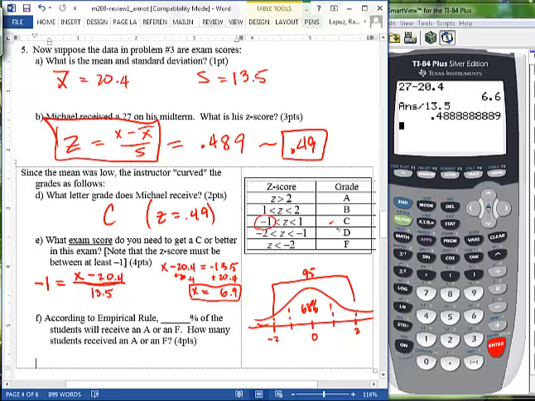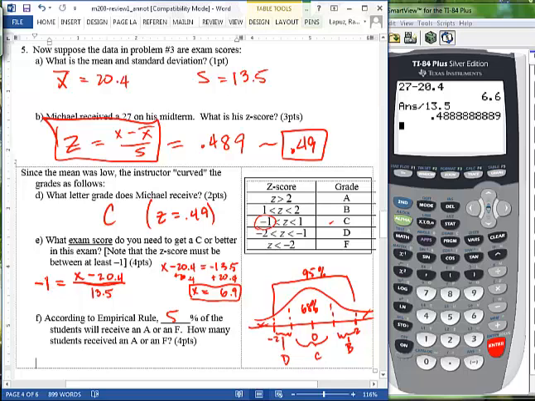So remember that your C's go from -1 to 1. This little tiny bit over here are B students. This little tiny bit over here are D students. So the A's and F's are out here, the complement of the 95%. So it looks like 5% of the students will receive an A or an F outside. How many students will that be?